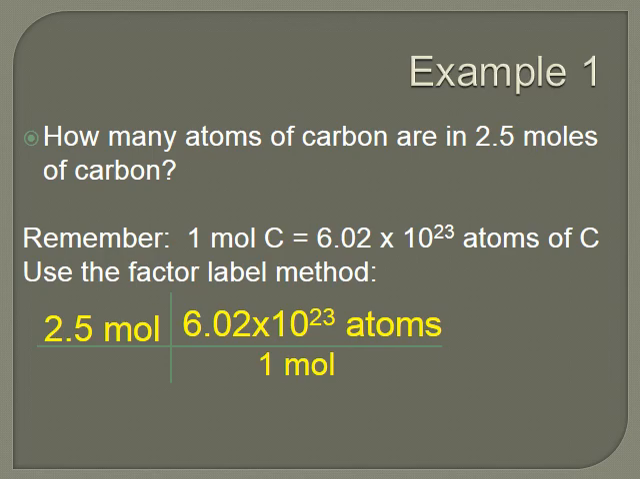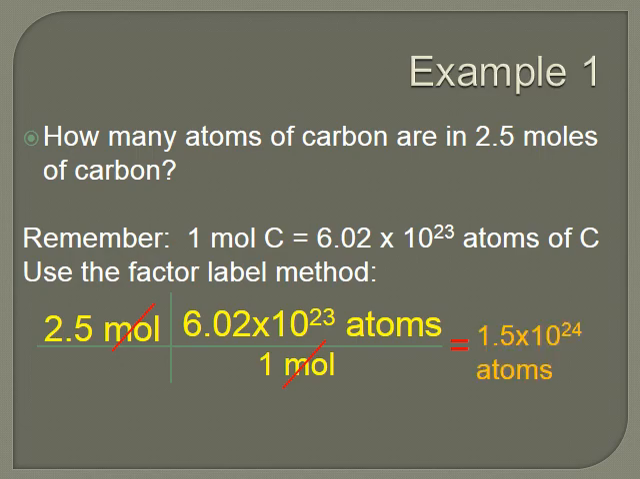We're going to cancel our units. Mole on top, mole on bottom, it cancels out, and we're left with atoms. If we look at the problem, it says how many atoms of carbon are in 2.5 moles, so we're there. We just have to do the math. On your calculator, you're going to go 2.5 times 6.02 EE23, if you have that EE button.